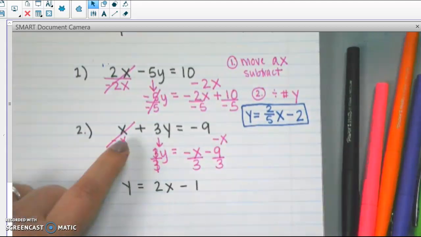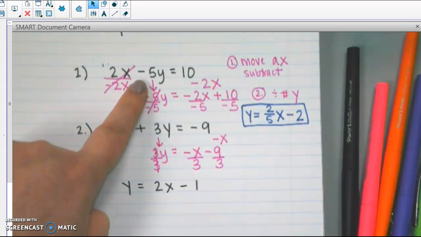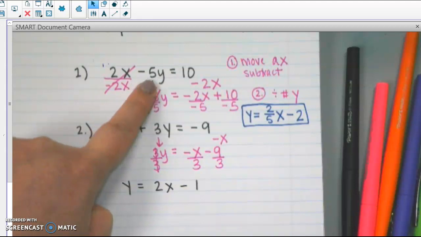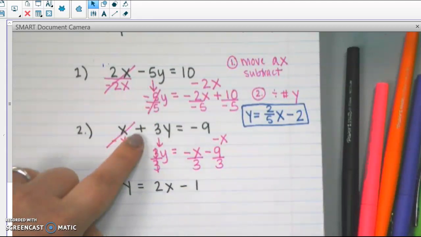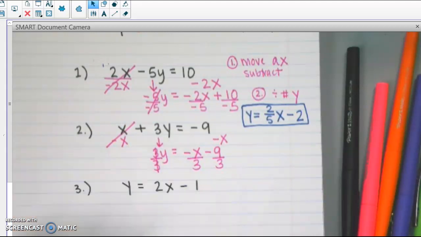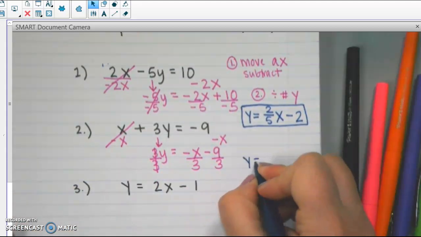Now, just be careful when you're working these out, because you see how with number 1, that was a minus 5y, so the number was negative 5. Now that this is plus 3y, I'm dividing by a positive 3. All right, and the last step is to simplify our answer.